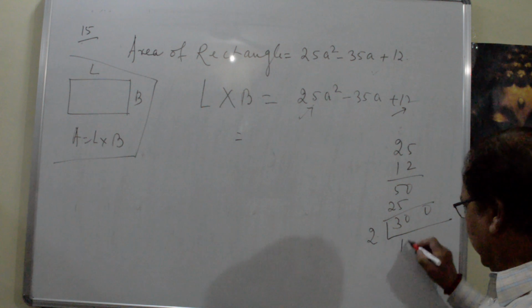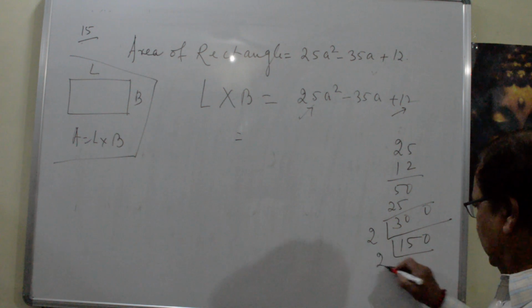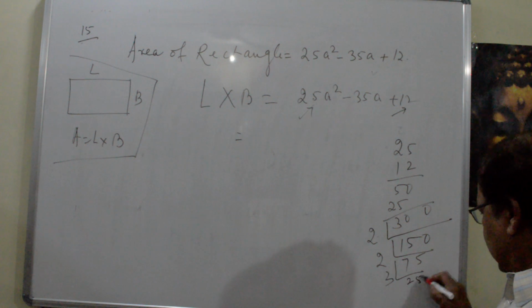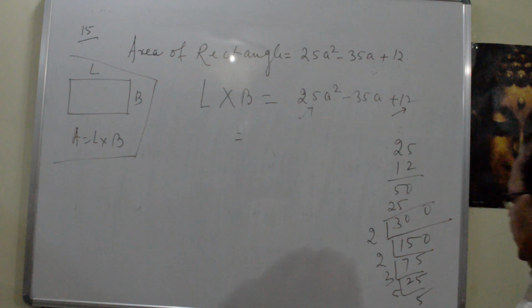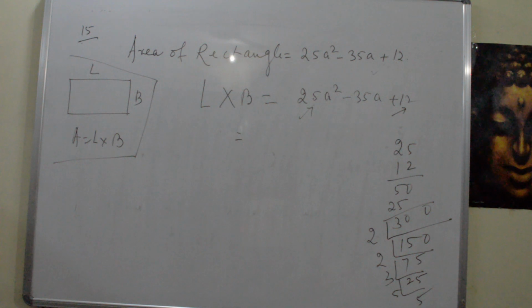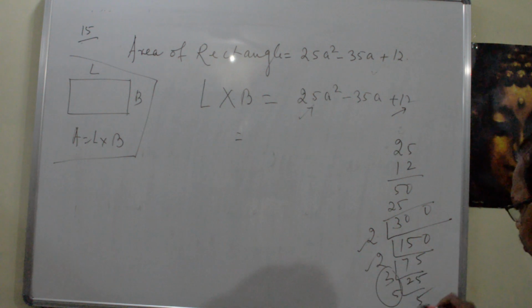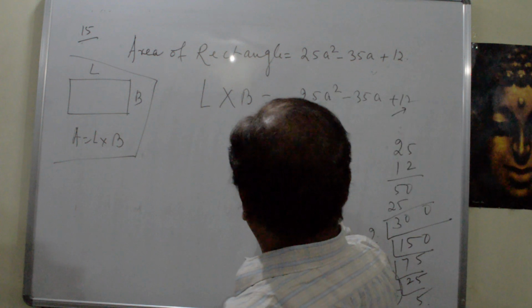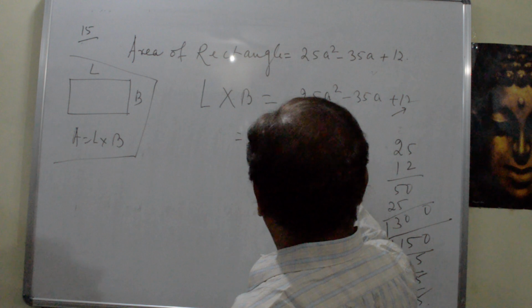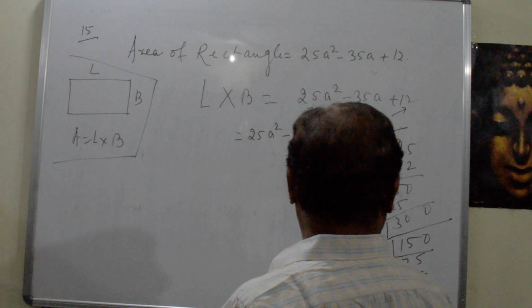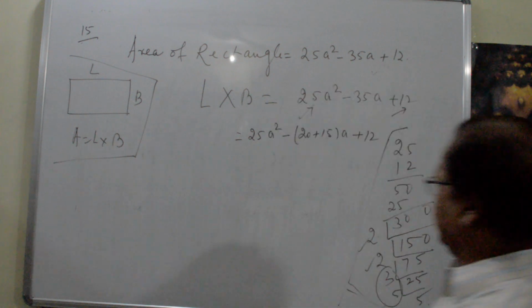25, 5, 5, 3, 25. Now let us adjust in two ways. This is coming 20 plus 15. 5 into 3 is 15 and 2 into 2 into 5 is 20. So let us write here 25a square minus 20 plus 15 and then a plus 12. So here is the break of the middle term.